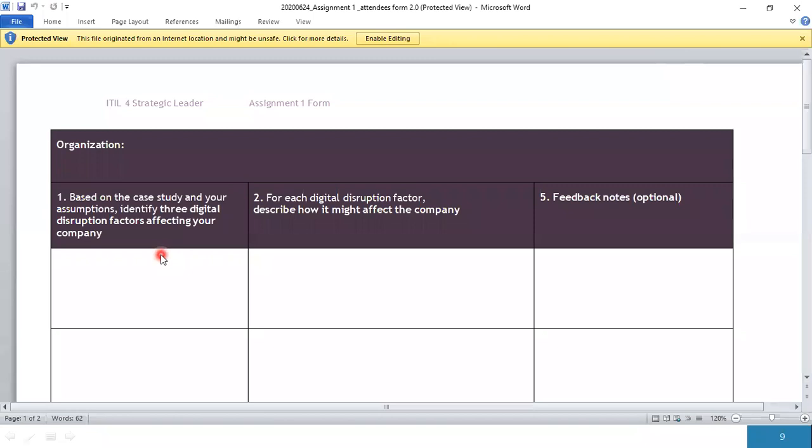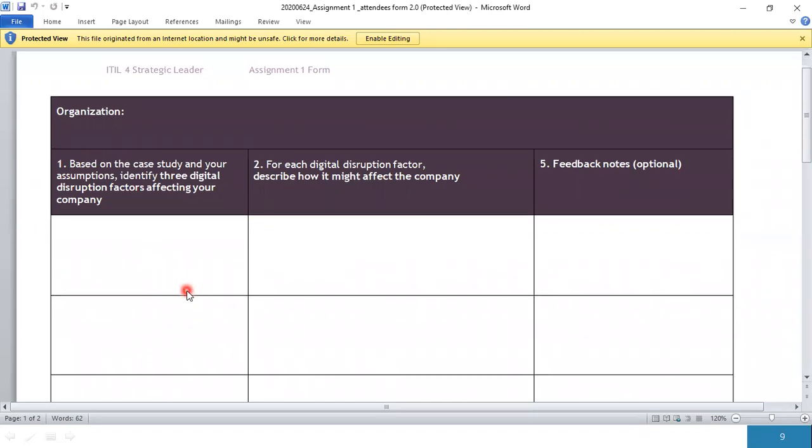Let us take a quick look at the assignment response form for assignment number 1. This is how these forms look. You should be able to download these forms for each of the four assignments from your online access to this course, as well as the case study. If you notice here, there are two questions. Number 1, based on the case study and your assumptions, identify 3 digital disruption factors affecting your company. And for each digital disruption factor, describe how it might affect the company.